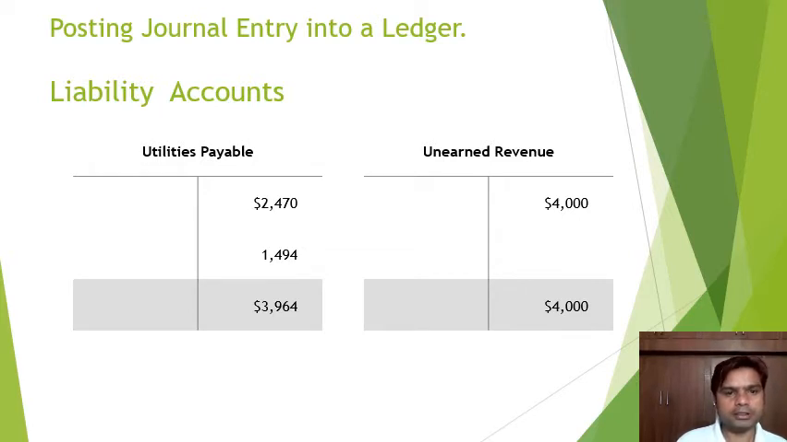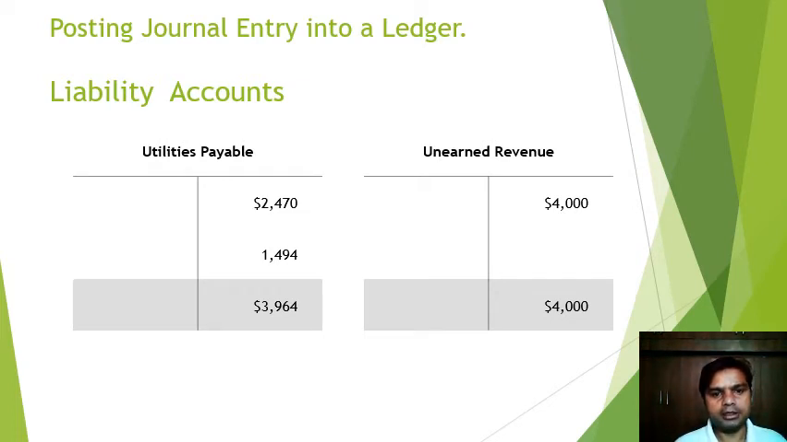Now, continuing posting the journal entries into a ledger, we have understood till now how to post the asset accounts into the ledger. We have discussed the cash and accounts receivable asset accounts in previous classes. Now I am going to explain the liabilities accounts, that is, how you can post liabilities accounts transactions into the ledger.